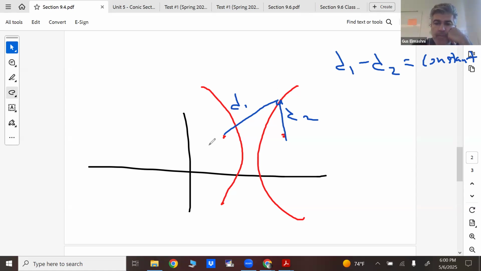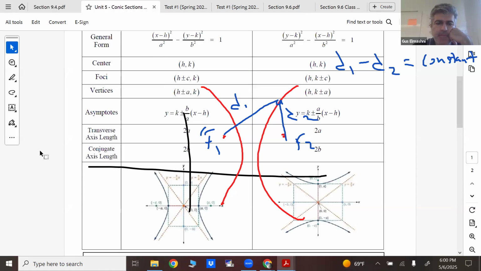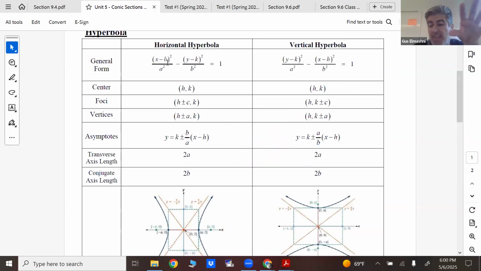And we still call them F1 and F2. The formula looks like this. Now I'll just kind of show the formula. It's similar to the ellipse. There's a minus and a plus in the middle. And whichever fraction is positive, the hyperbola opens in that direction. So if x squared is positive, then it's going left and right. If y squared is positive, it's going up and down.